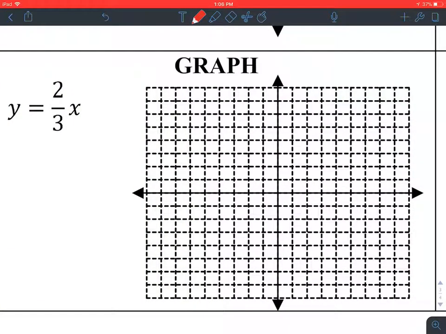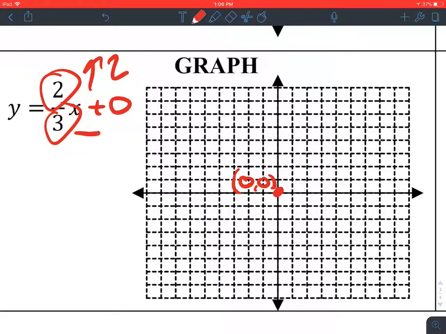Next one, we're supposed to graph y equals 2/3 x plus 0, which means the y-intercept is 0. This is the slope, which means go up 2. This means go to the right 3. So if I do that from my y-intercept, it's going to put me here, and here, and here. If I connect those points with a line using a straight edge, I get that line.